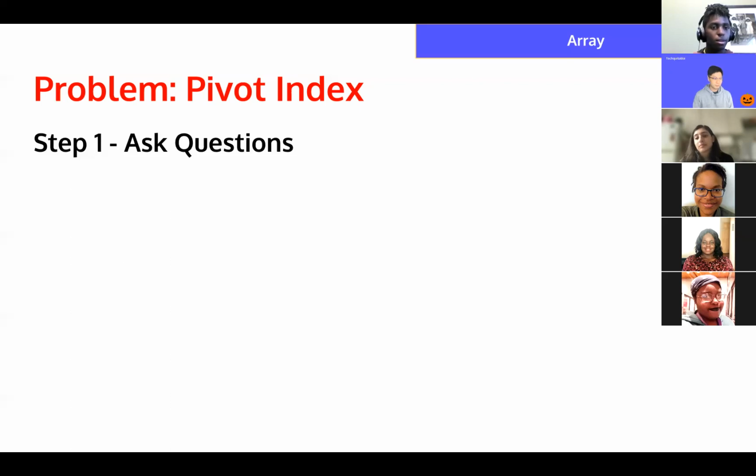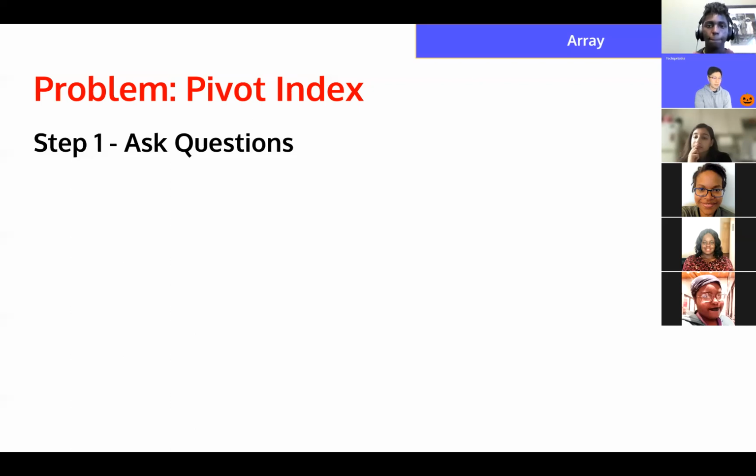Will the array contain negative integers? Oh yeah, that's a good question. Let's assume that won't be the case in this case. But that's a great question to ask, because having a negative number might also throw off the calculations, right?